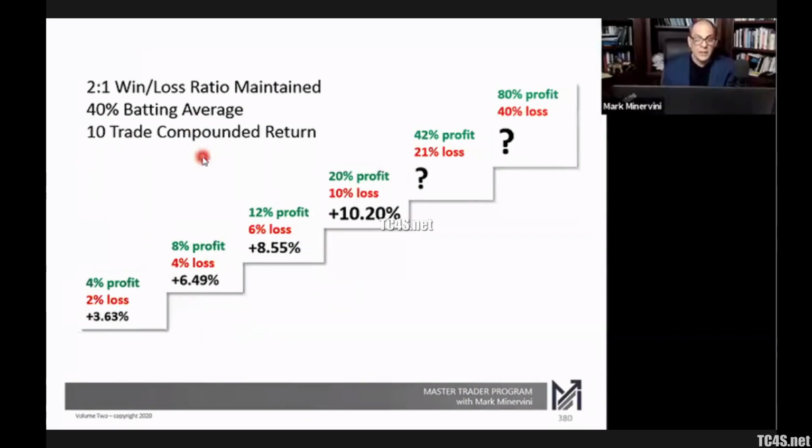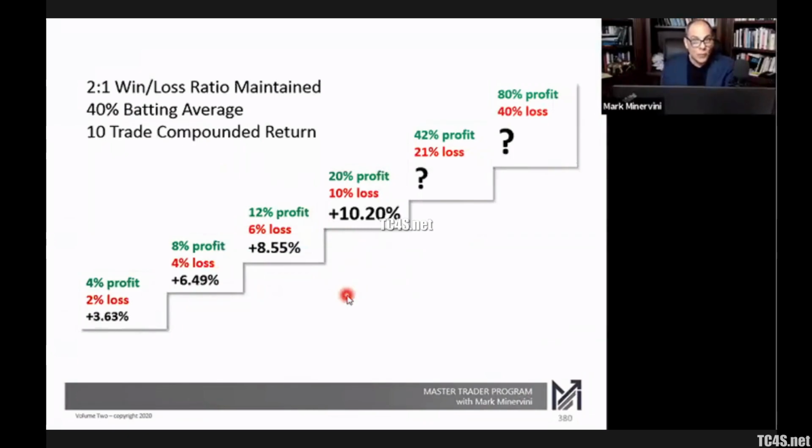Now 10 trades, those same 10 trades are going to give you a 6.49% profit. So let's double it again. We're going to double the gain and we're going to double the loss, maintaining that 2-to-1 reward to risk ratio. So we bring it to 12-to-6. Now we make 8.55% on 10 trades. So we double it again. 20% versus 10. That produces a 10.2%. So now it makes sense that if we keep doubling this, as long as we maintain that 2-to-1, we're going to keep having bigger numbers, right?